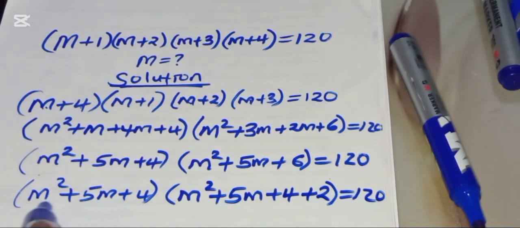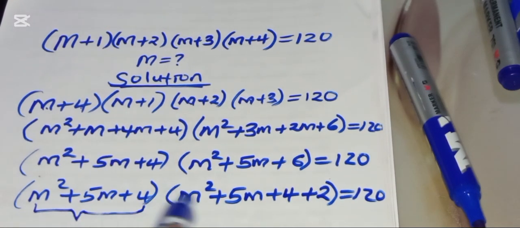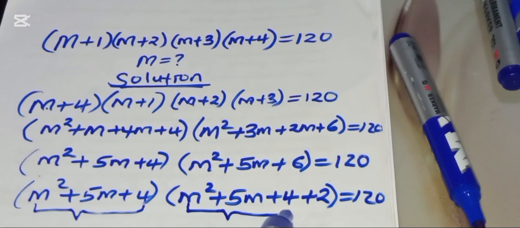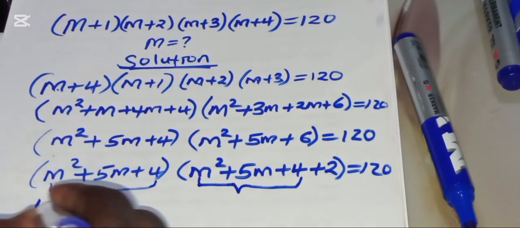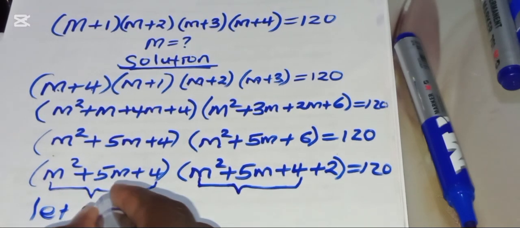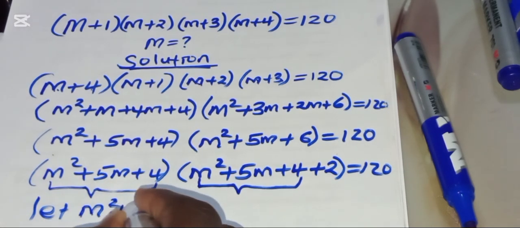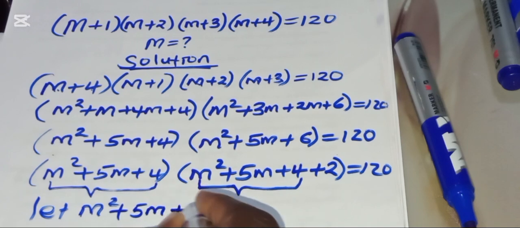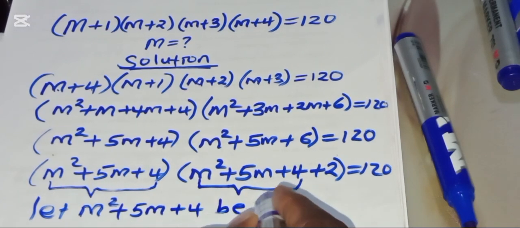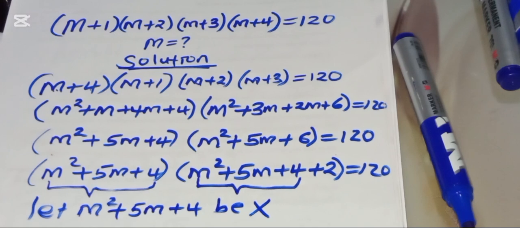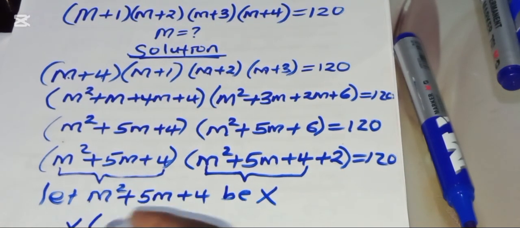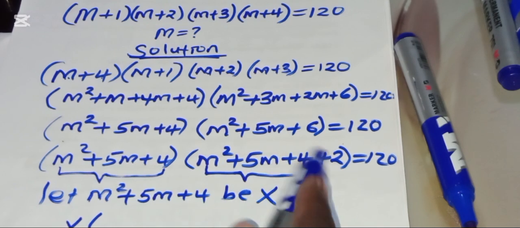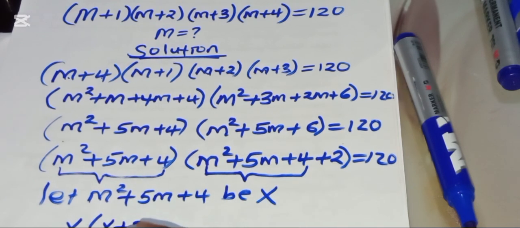Now as you can see, the first part and the second part are the same, right? So we can proceed and say, let m squared plus 5m plus 4 be x. So substituting this x, we're going to have x. In the second parenthesis, we'll have x plus 2. This is equal to 120.